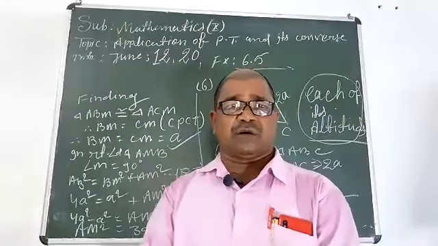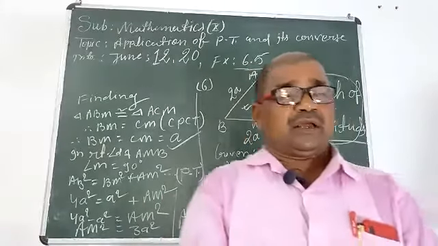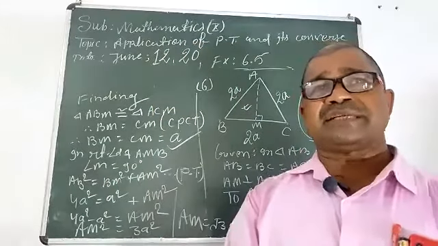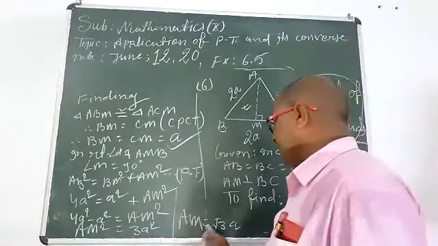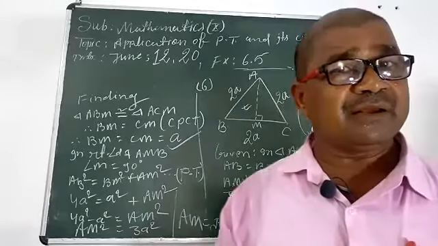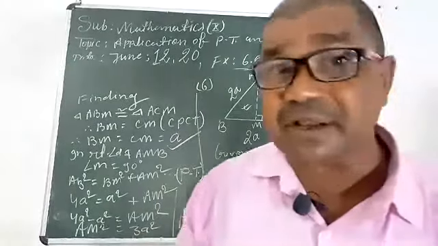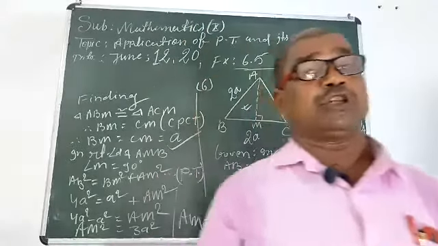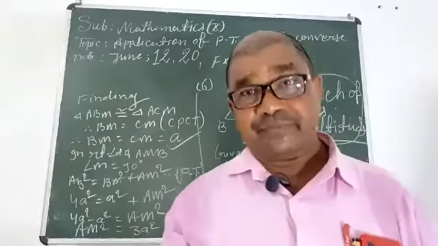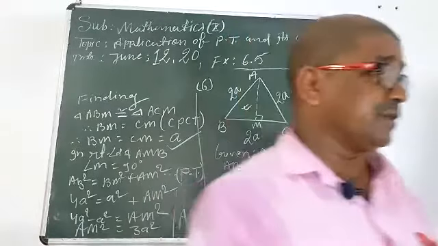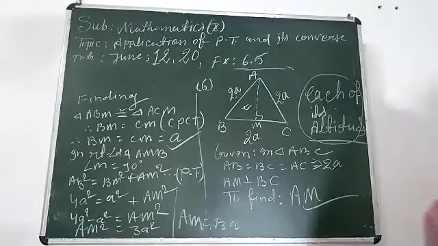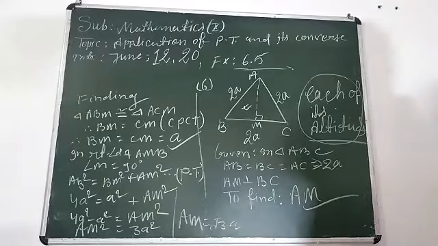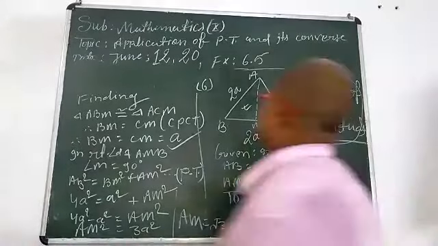Understood? The length of the altitude in an equilateral triangle having side 2a will be under root 3a. If the measurement is given as 2a, then its length will be under root 3a. Understood, everyone? Very good. Now we should go to question number 7.